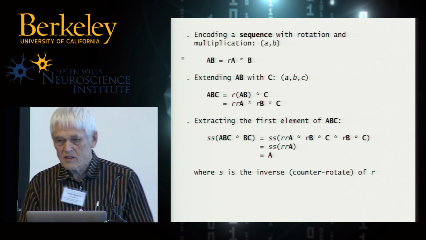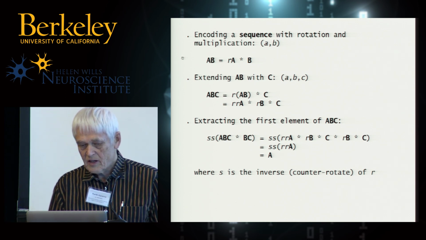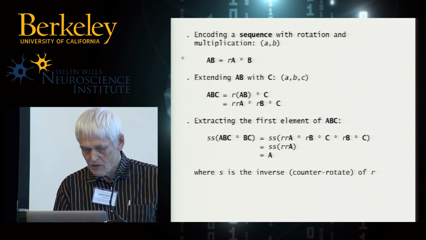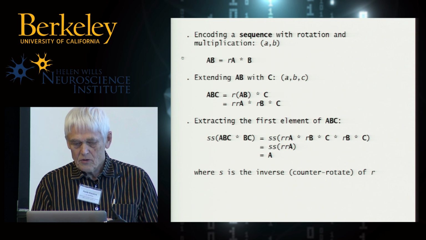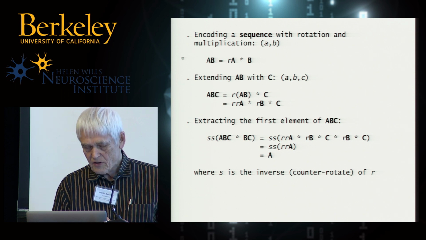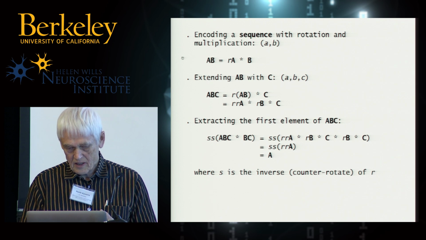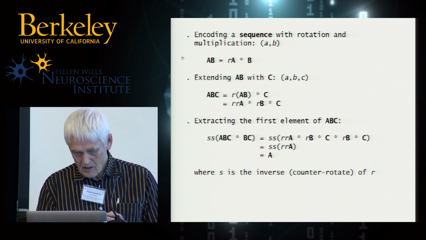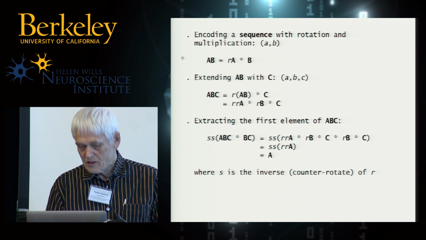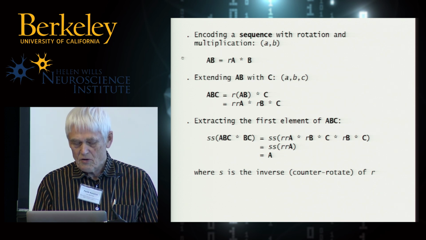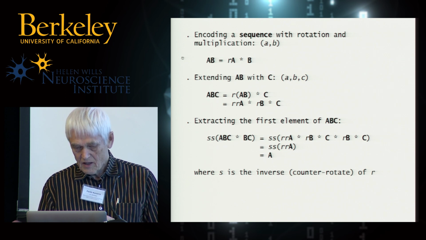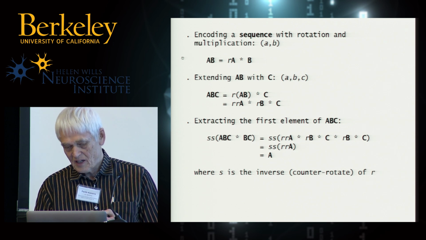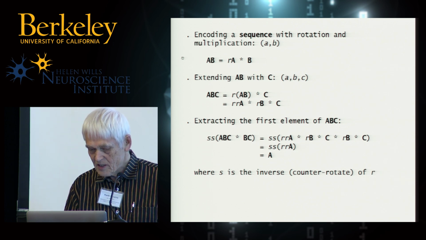Now, encoding sequences. Order does matter here. A simple way of encoding the sequence B followed by A is to rotate the first vector and then multiply it with the second. So it's rotate on A times B, and if you want to extend that with C, then we rotate what we have so far and multiply that with C. When you break that out, you get something like 2 rotates of A times 1 rotate of B times C by itself.